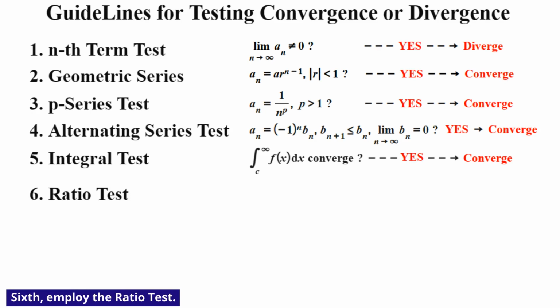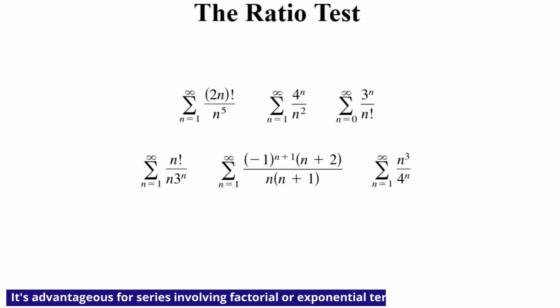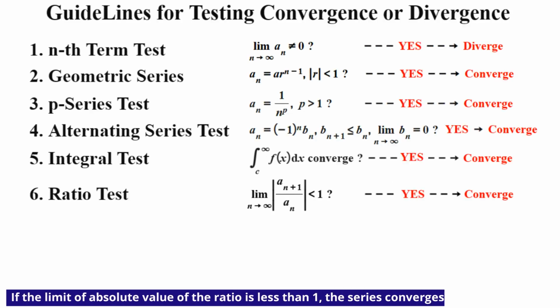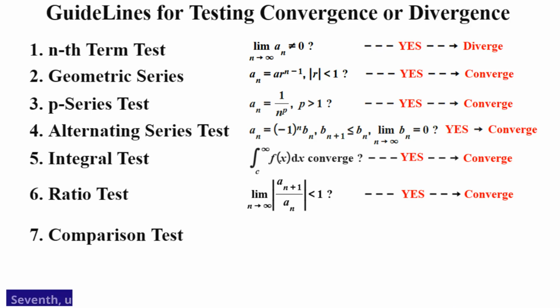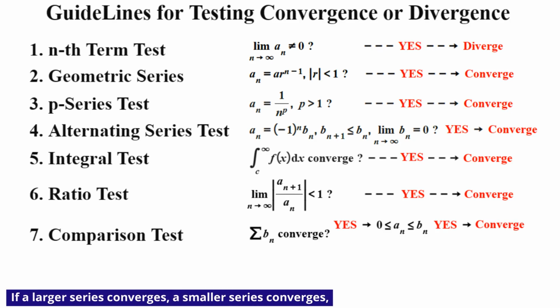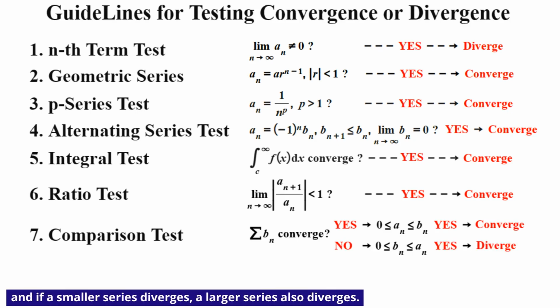Sixth, employ the ratio test. It's advantageous for series involving factorial or exponential terms. If the limit of the absolute value of the ratio is less than 1, the series converges. Seventh, utilize the comparison test. If a larger series converges, a smaller series converges, and if a smaller series diverges, a larger series also diverges.